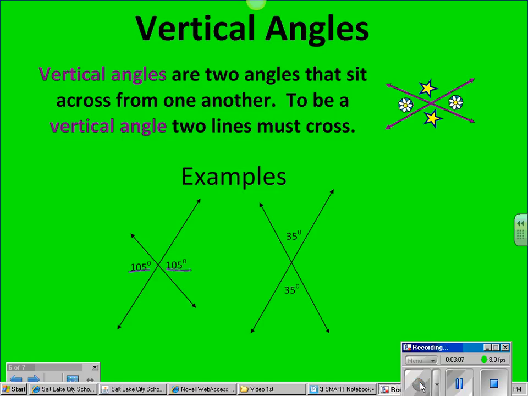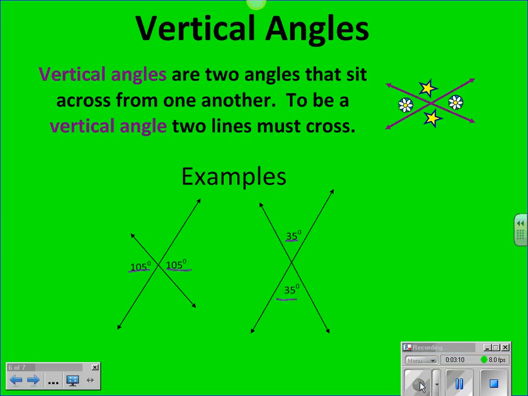Again, these two angles are straight across from each other.